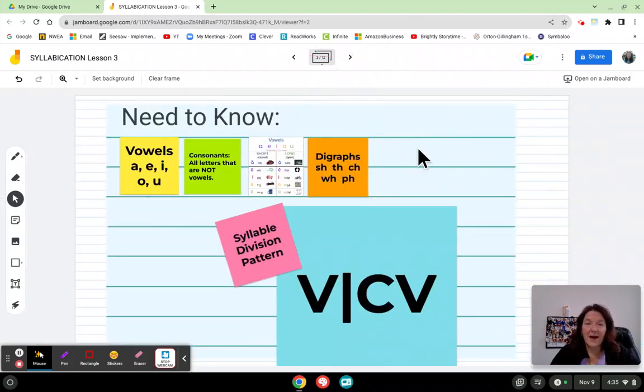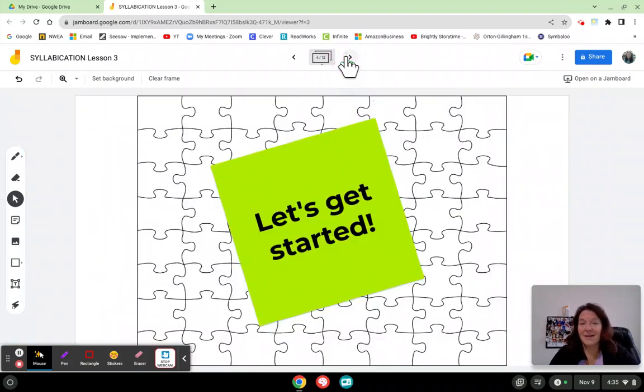Again, you need to know your vowels. You need to know the consonants. We need to know long and short vowel sounds and our digraphs. What's new today is our syllable division pattern, which is right here. It's a vowel where we split it, consonant and vowel. So I've carefully selected the words that fit this most common pattern when you have one consonant in the middle.